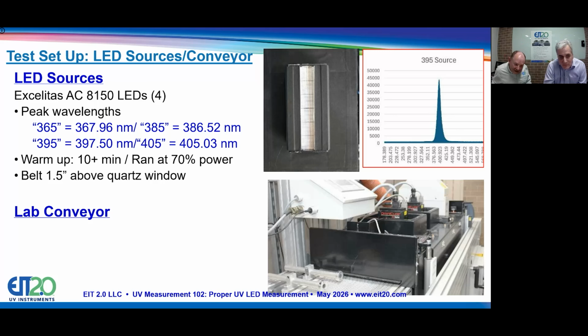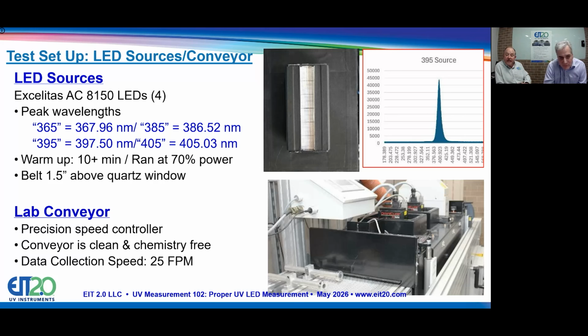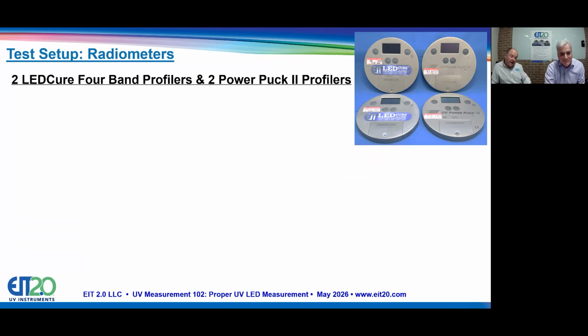We also have an optimized conveyor here. It does have a precision speed controller. In our calibration lab, we do not run any chemistry. We also used a fairly slow collection speed for this test, 25 feet per minute. We don't expect that you would have these types of conditions in a production environment. So it was a very controlled test. The numbers that we're going to talk about are probably the best that you're going to get in terms of performance. In the real world, we expect that they may even be a little bit greater than what we present here.